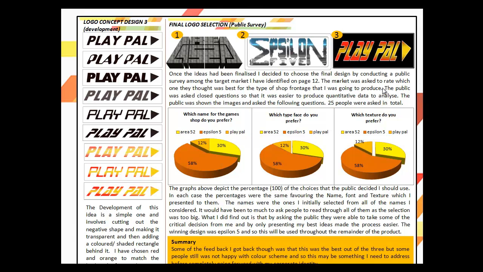Okay, so what we've done next then is the public was asked closed questions to produce quantitative data to analyse. Closed questions means you don't give them an opinion. It's a yes, no, you can either have this or you can have that. Open-ended questions allow them to give you more qualitative data, and qualitative data is harder to produce a graph for. So keep the questions short, keep them simple.